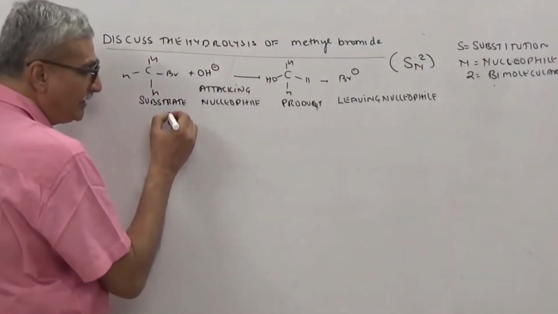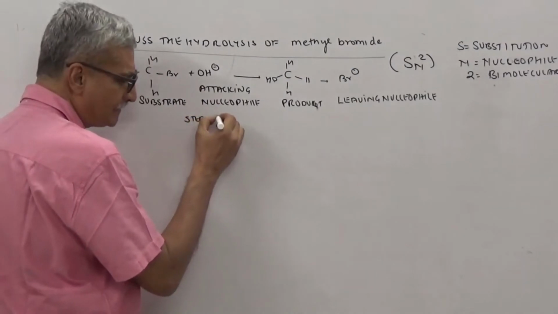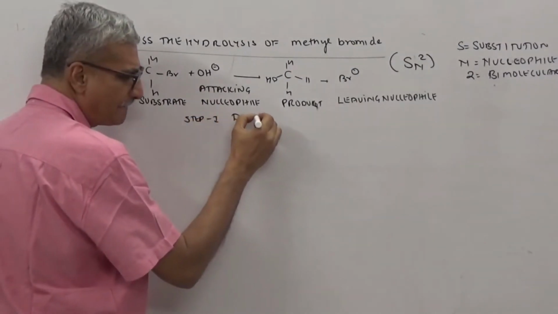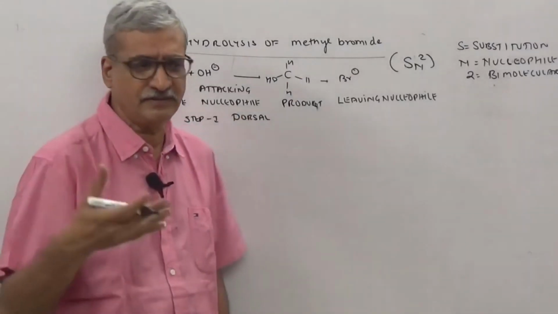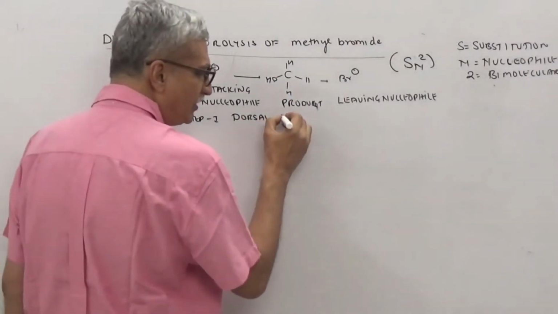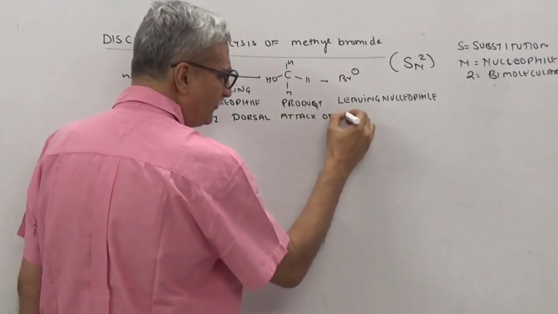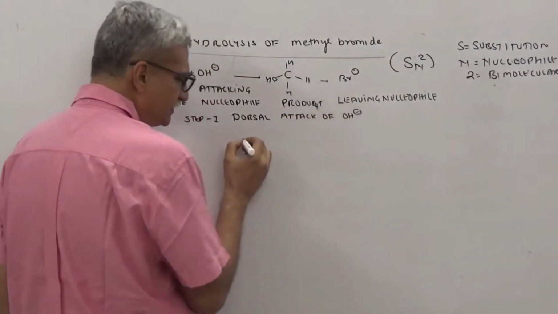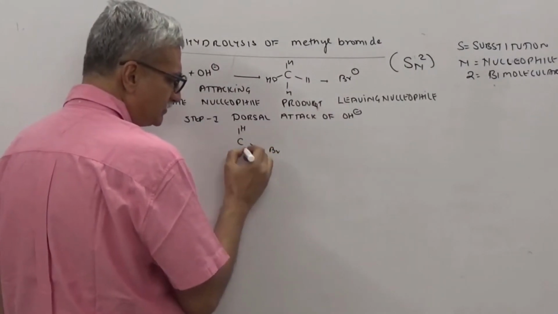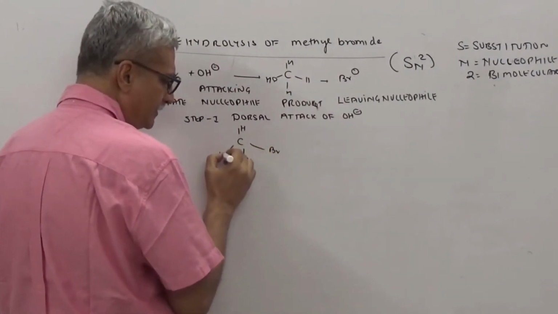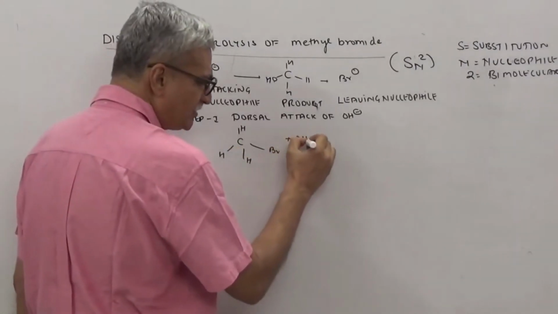So step 1, and the only step in this case, is a frontal or dorsal attack. Frontal means from the front side, dorsal means from the back side. So we have a dorsal attack of OH minus. What am I trying to tell you? Look, you have CH3Br and OH minus is attacking.